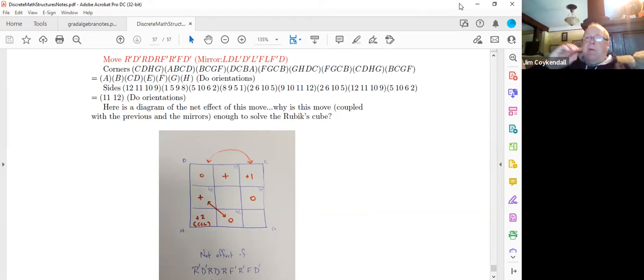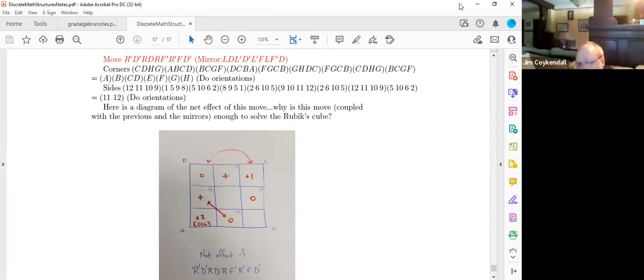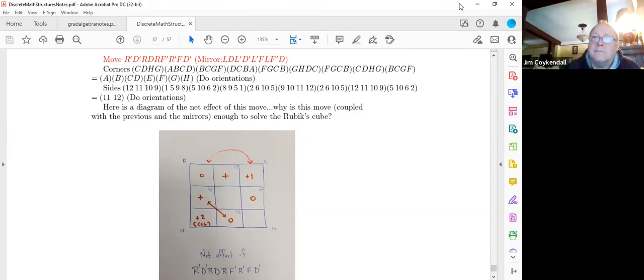And C, what happens to C? In the first move, C kicks over to D's position and is left alone. Second move, it's kicked back to its original position at C with a +1 orientation. Third move, it's kicked back to D, no change. Fourth move, kicked back to C with a +2 orientation. So in other words, what happens if you do this 4 times in a row is it should be something like this.